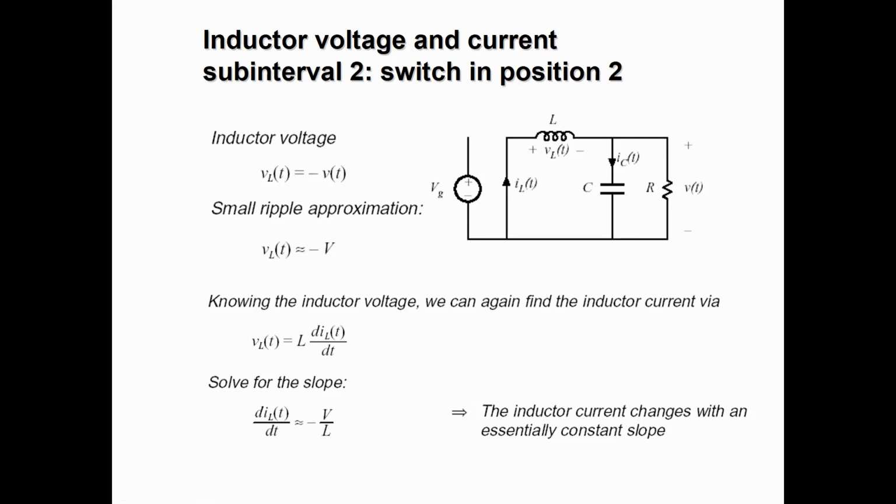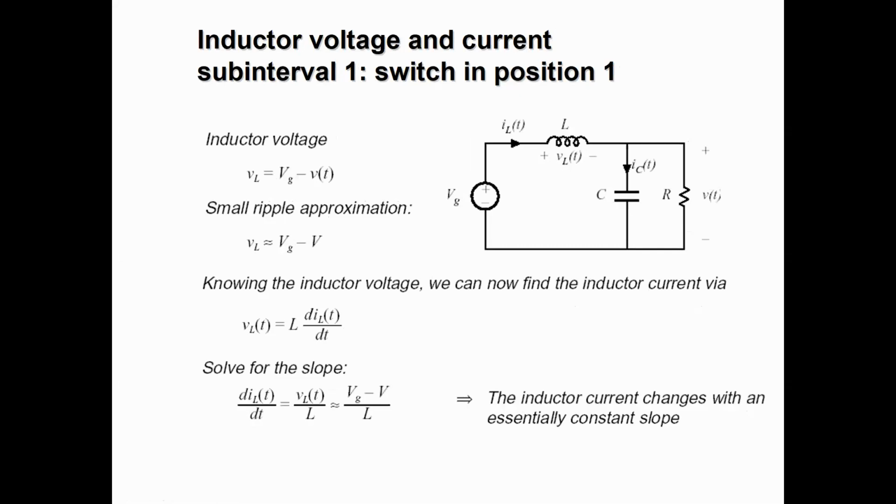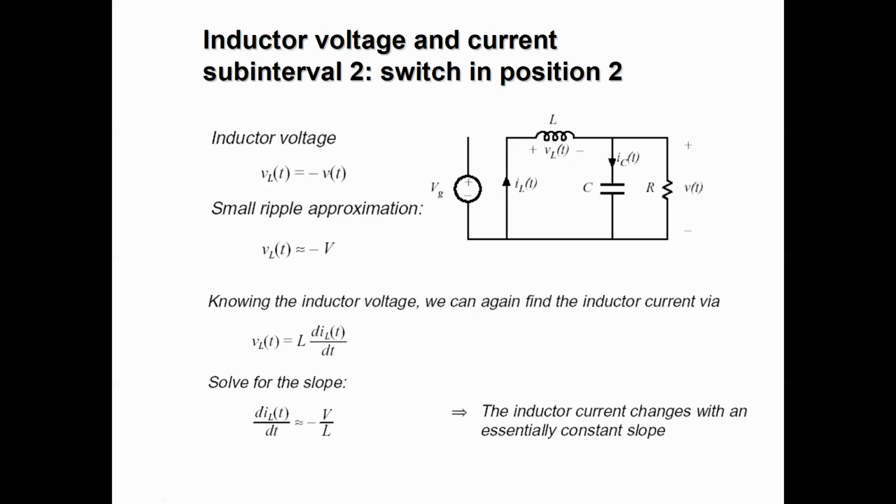Now we already know that VL is equal to L dIL/dt. So put this equation in this equation. So we will get L dIL/dt approximately equal to minus V, or dIL/dt approximately equal to minus V divided by L. So the inductor current changes with an essentially constant slope. This actually shows the current change in the inductor when the switch is connected at position 2. This was the equation for the current change in the inductor for position 1, and this was the current change in the inductor when the switch is connected at position 2.